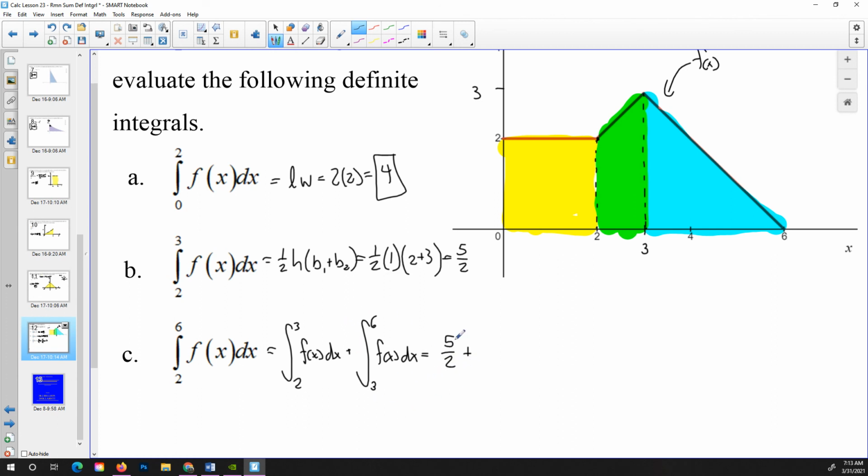Now this one can be calculated with a triangle formula. Half base times height. The base goes from 3 to 6, so it'll be 3. And then the height will go from 3 all the way up to 3. And so it will also be 3. So I have 5 halves plus 9 halves is 14 halves, which is 7.